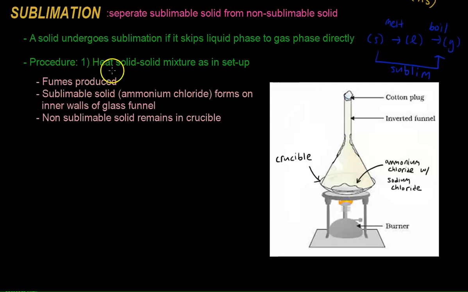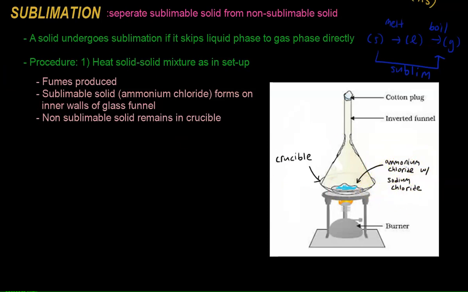How it's done is actually quite simple. You just have one step only, which is to heat the solid mixture in the setup as shown. You can see that there's a Bunsen burner here. This is the mixture of ammonium chloride and sodium chloride. When you heat it up, only the ammonium chloride sublimes. Sodium chloride doesn't do anything. It just stays there.